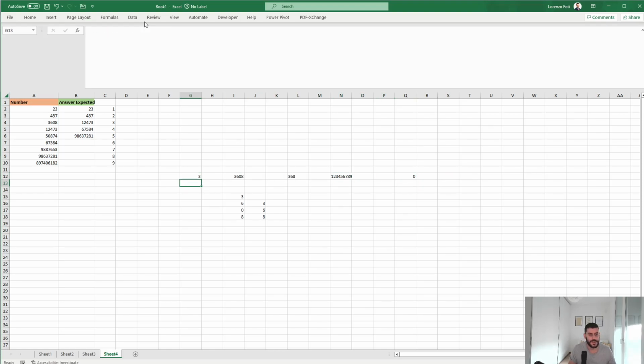So 2 is valid, 3 is not valid, 4 is valid, 5 is not valid, 6 is valid, 7 not valid, 8 is valid and 9 is not valid. Okay, so this works.